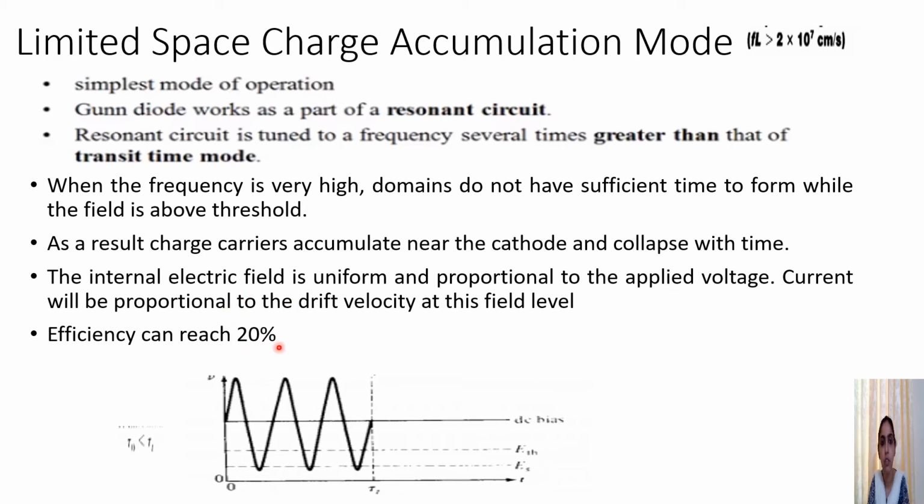Okay, so in this mode we are going to use our Gunn diode as a part of a resonance circuit, and since the frequencies get very high, the domain does not have sufficient time to be formed and it is going to collapse with time, and in such cases the electric field observed will be uniform and an efficiency of around 20% can be obtained.